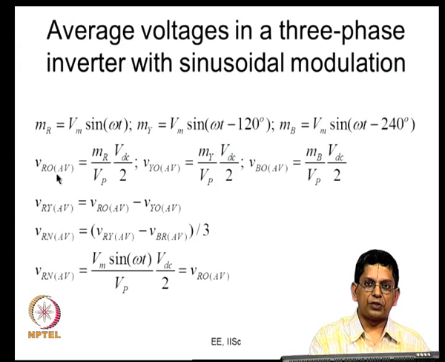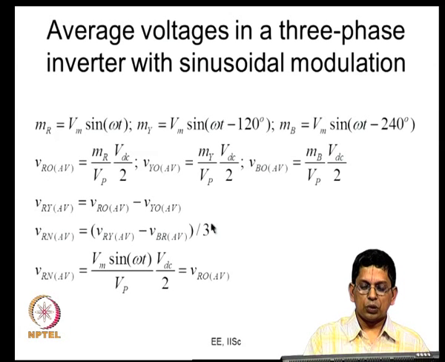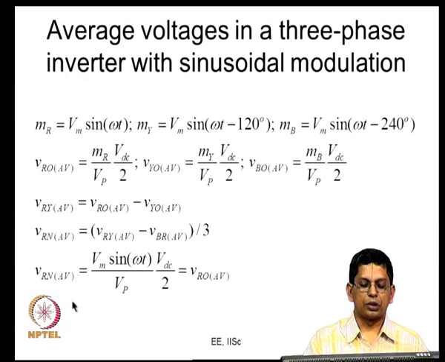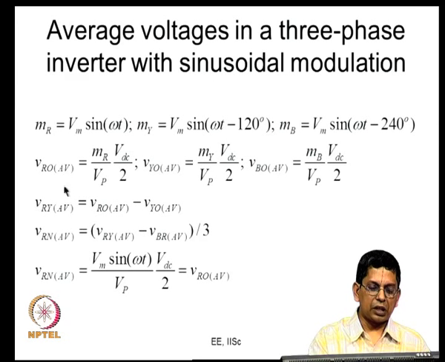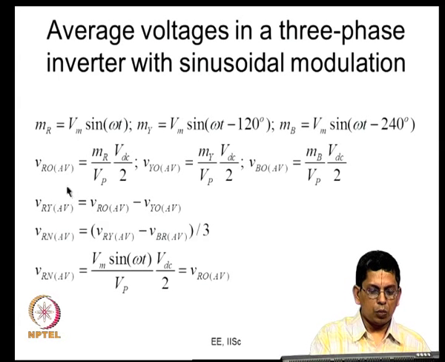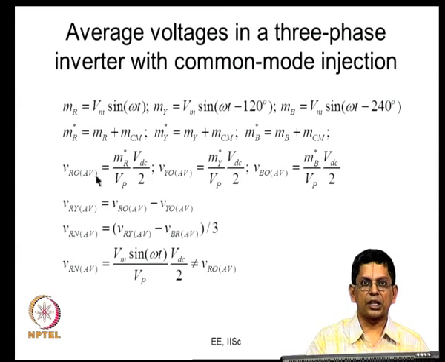So, we have VRO sinusoidal, and VRY will also be sinusoidal, with an amplitude root 3 times that of VRO. When you do VRY average minus VBR average, you will get something whose amplitude is root 3 times that of VRY, or 3 times that of VRO. Since you are dividing it by 3, you will get an amplitude for VRN average which is the same as VRO average. So, what you will find is that these are sinusoids, and this will also be sinusoidal. So, this is what you get here. For sinusoidal PWM, when common mode is added to MR, that common mode will also be seen in VRO; the story is slightly different, as we have seen before.